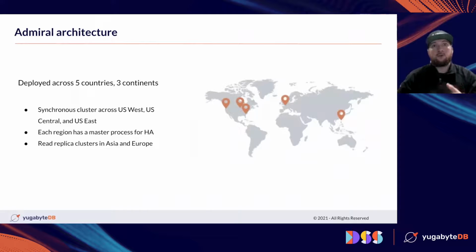Here's how Admiral deployed Yugabyte for their application. As you can see in this topology, it stretches across the globe in order to achieve the latency requirements in each region. They have a single synchronous cluster that stretches across the US East, West, and Central. And then they have two read replica clusters set up in Europe and in Asia. This allows them to have sub-millisecond read latency across the globe. They're actually able to get below or close to 3 milliseconds for their reads.